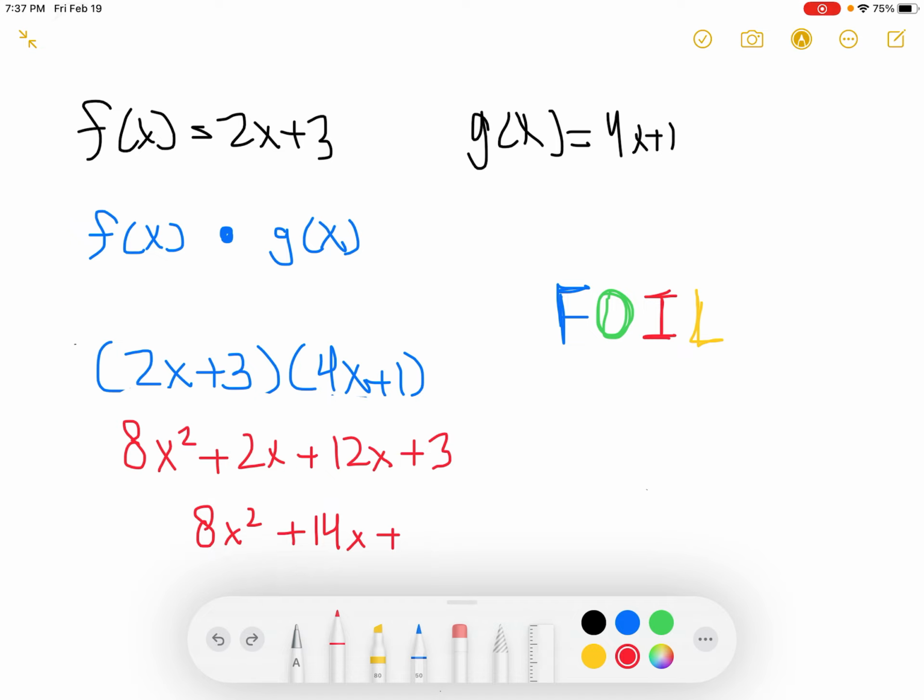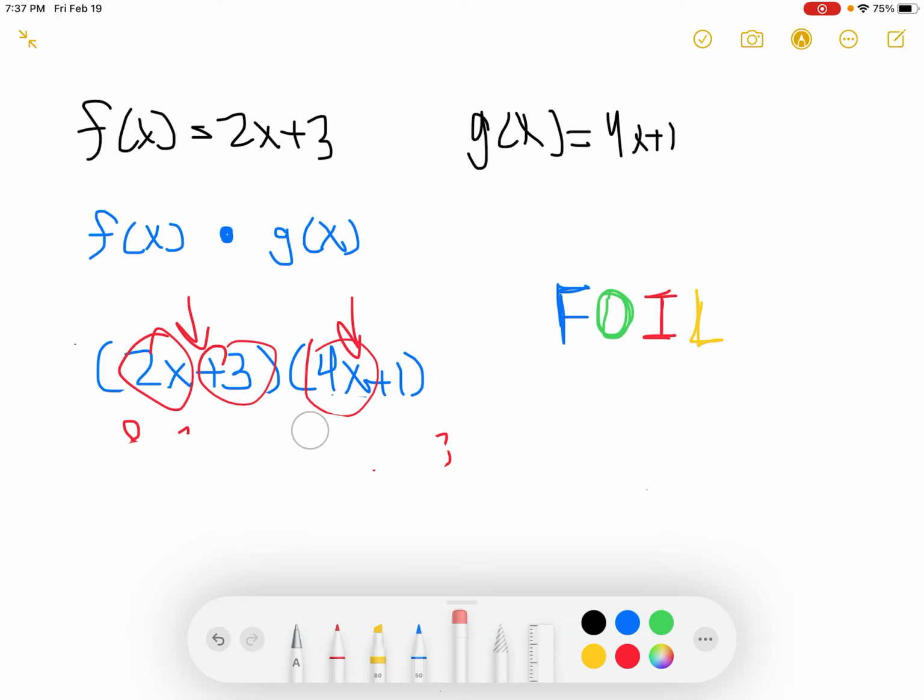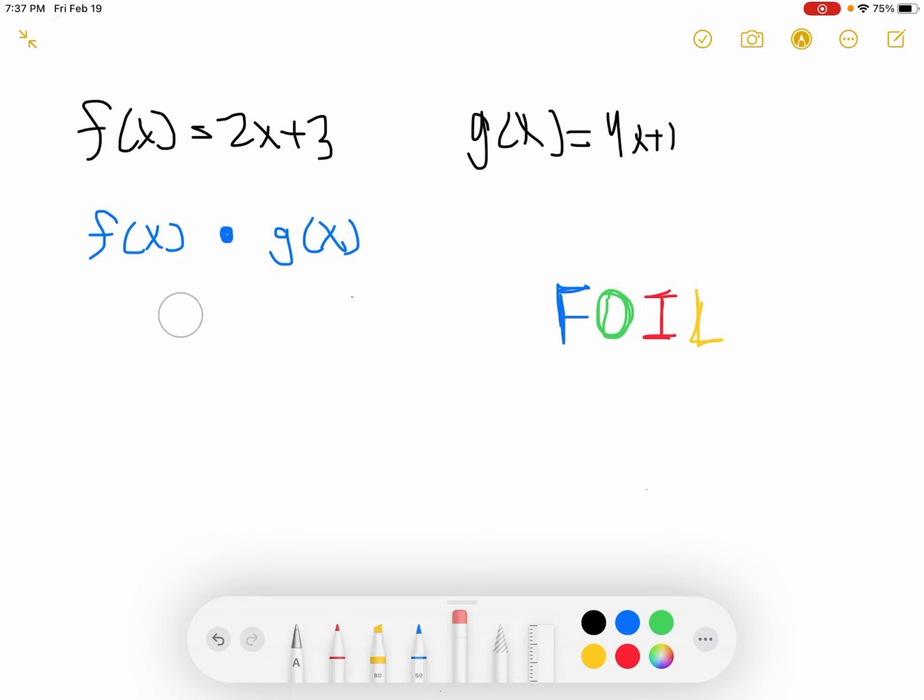Now, I would use the box method if there were more than 2 terms in the parentheses. In that case, I would. But you just have to think of every combination. You have to multiply every combination possible of these numbers. And so that's why you have to do that. Okay, so that was multiplication. That was a little bit more complicated.